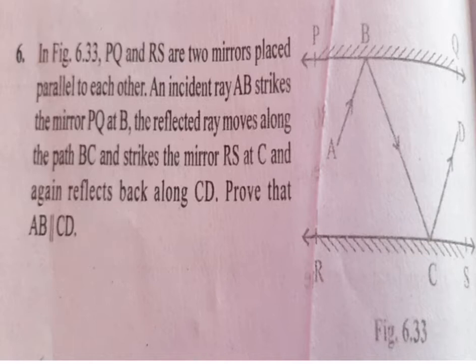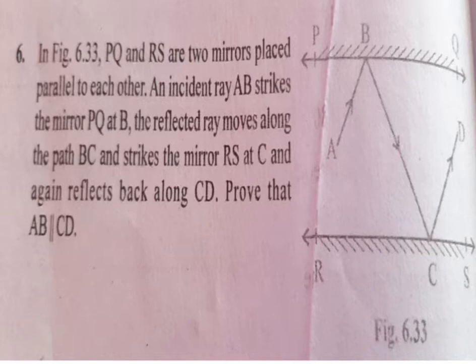An incident ray AB strikes the mirror PQ at B. The reflected ray moves along the path BC and strikes the mirror RS at point C and again reflects back along CD. Prove that AB is parallel to CD.